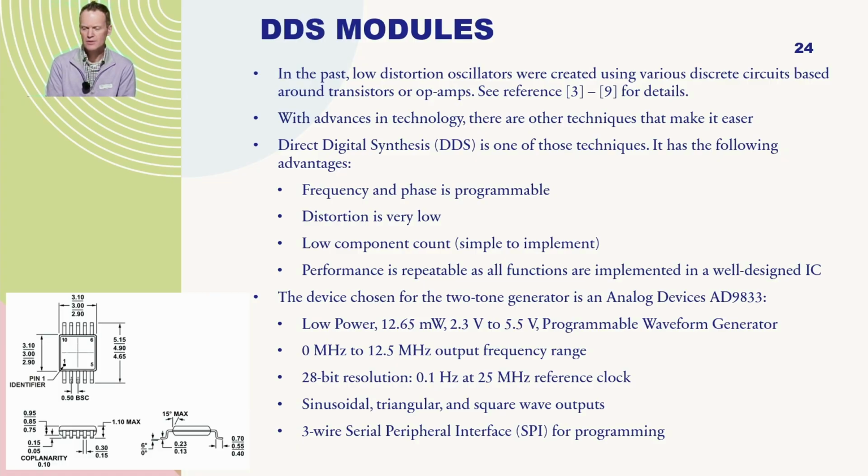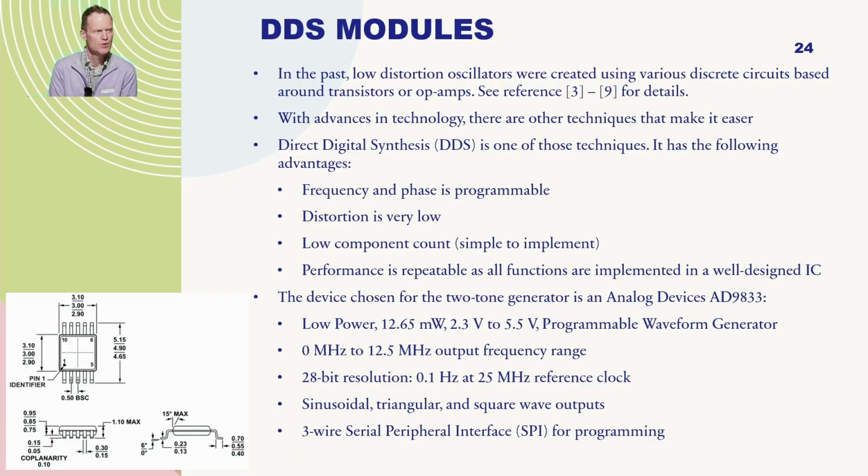And those devices have quite a few advantages. One of them is the phase and frequency are programmable, which is very handy for this application. Distortion's very low, which is also very important for this particular application. There's a low component count, so there's not lots of discrete bits, just really one IC and a couple of other things that hang off it. It's pretty straightforward. And the performance is repeatable, as everything's designed in an IC. So I could build 1 or 10,000 and I'm going to get very similar performance. Whereas with discrete analog circuits, without a lot of very careful design, that wouldn't be the case.